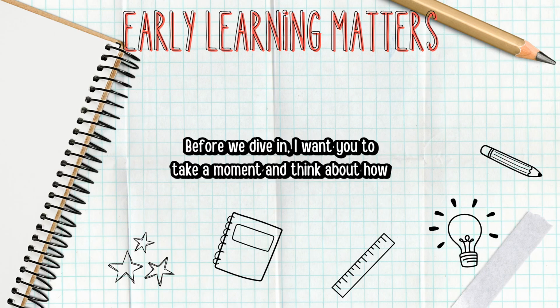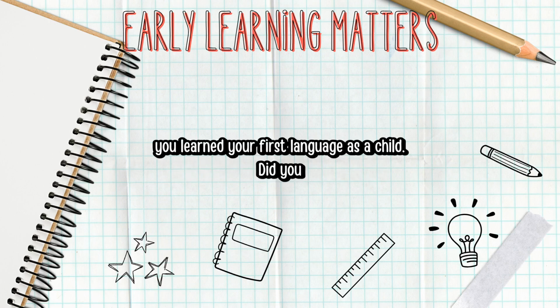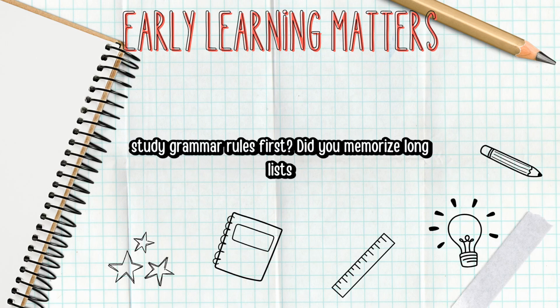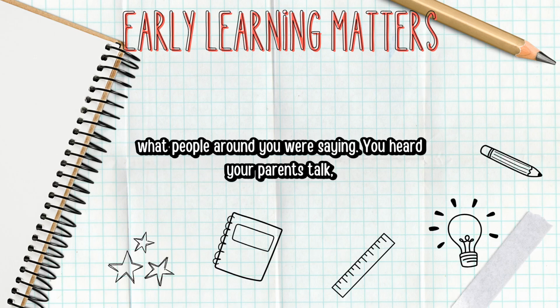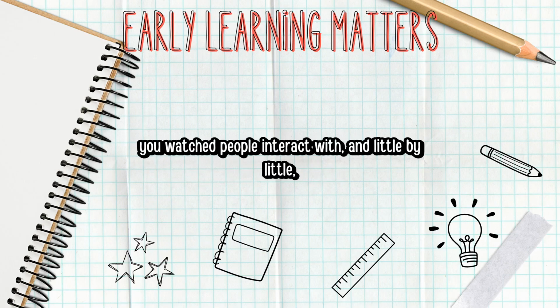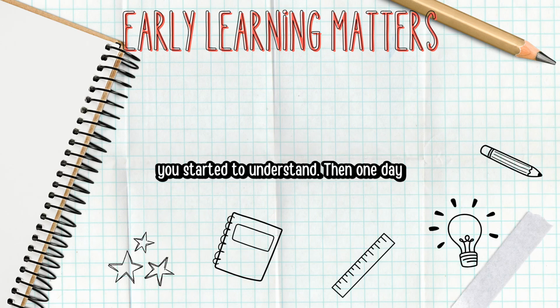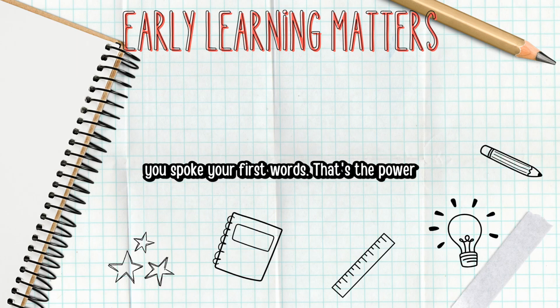Before we dive in, I want you to take a moment and think about how you learned your first language as a child. Did you study grammar rules first? Did you memorize long lists of words? No. You simply listened and absorbed what people around you were saying. You heard your parents talk. You watched people interact. And little by little, you started to understand. Then, one day, you spoke your first words.